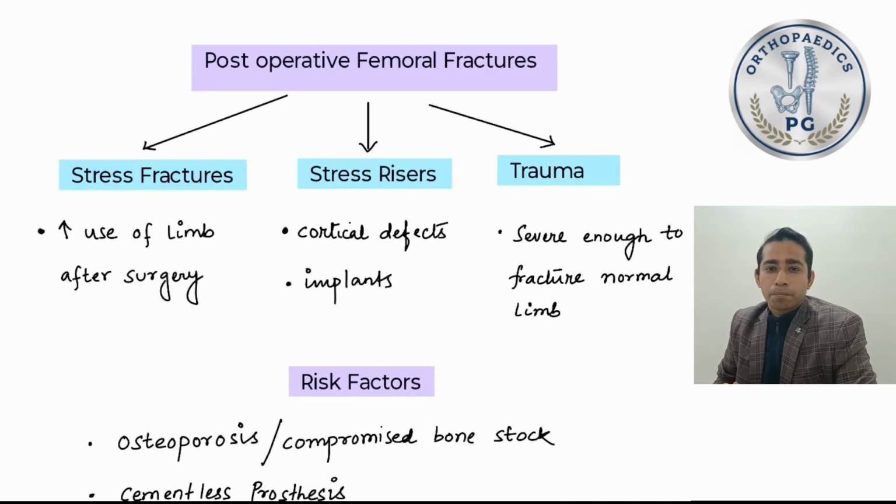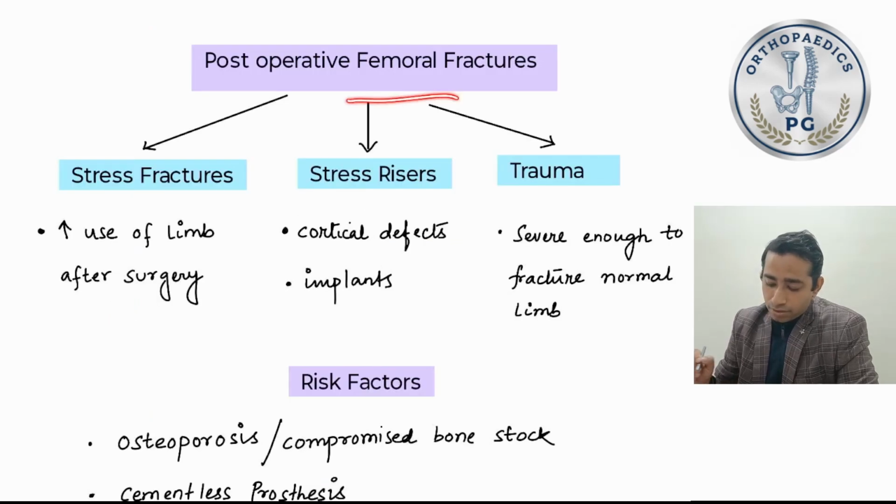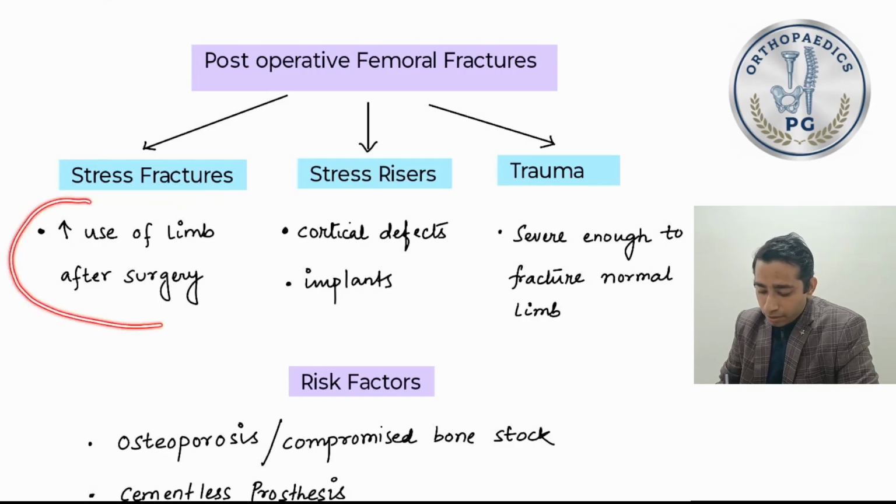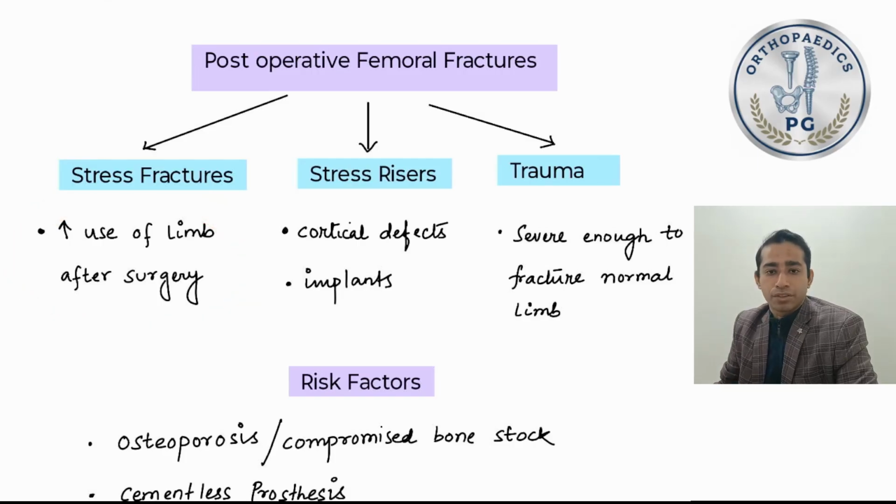Now coming to postoperative femoral fractures. These are less common than intraoperative fractures. This may be caused due to stress fractures, which is caused by increased use of the limb after surgery, or stress risers, which may occur due to cortical defects during surgery or the implants used in the surgery. And the third cause is trauma, which is severe enough to even fracture a normal limb.